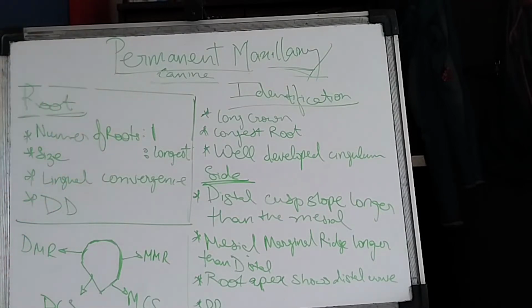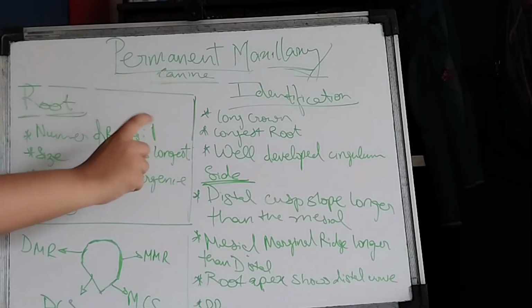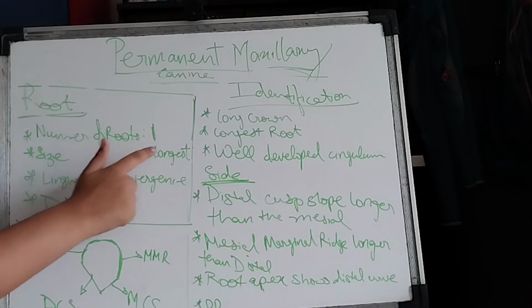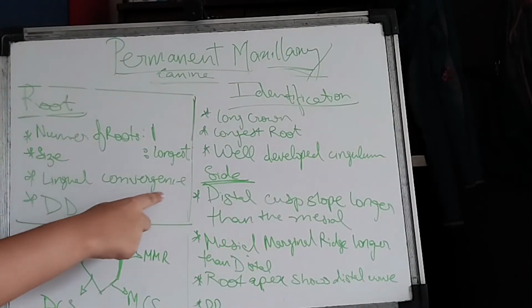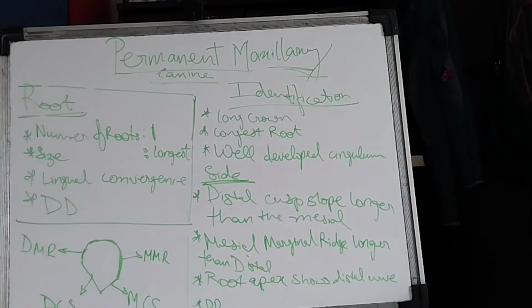First, the root. What do we see in the root? First, there's only one root. Unlike the premolars and molars, which have 2-3 roots, the canines have only one root. The size of the root is the longest. As we had discussed, the permanent maxillary canine has the longest root in the dental arch. The root shows lingual convergence from the proximal sides coming up.